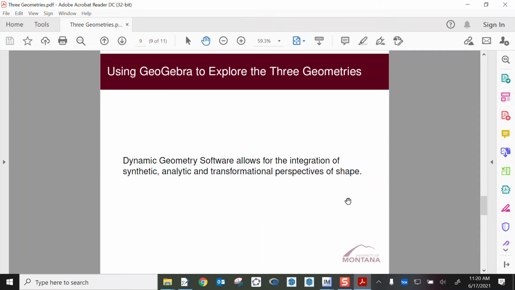The next thing I want to talk to you about before we end is this idea of using GeoGebra to explore 3 geometries. So what's loosely called dynamic geometry software is this class of software that allows for the integration of synthetic, analytic, and transformational perspectives of shape. And so these things are really important tools for teachers, and I want this course to certainly give you some practice or perhaps some initial instruction in these technologies. So we'll definitely be doing some work in GeoGebra in this course.